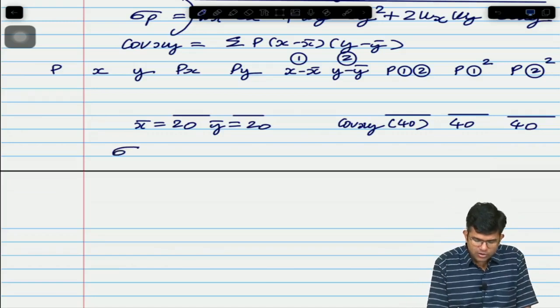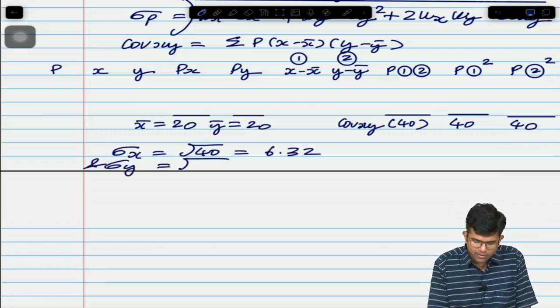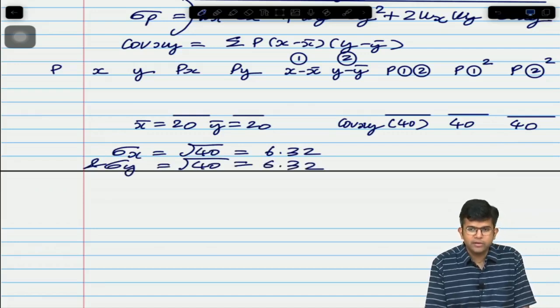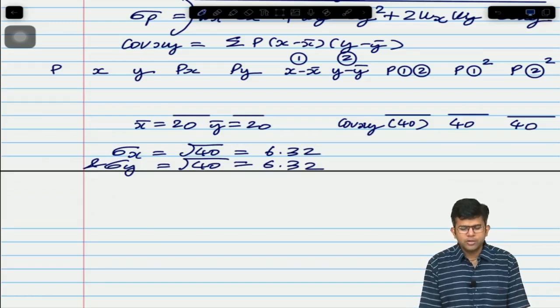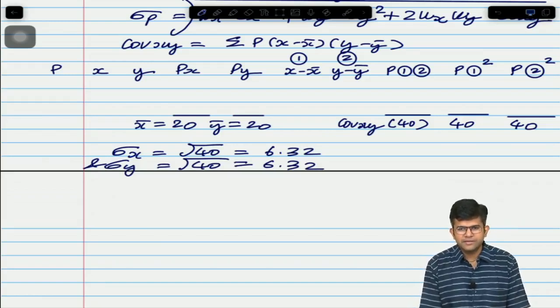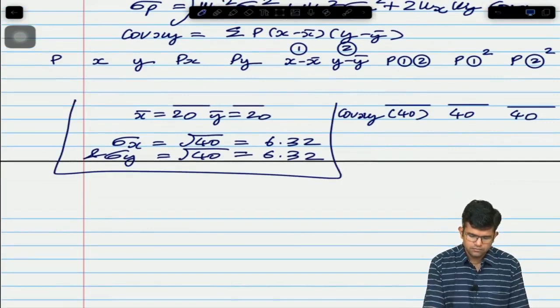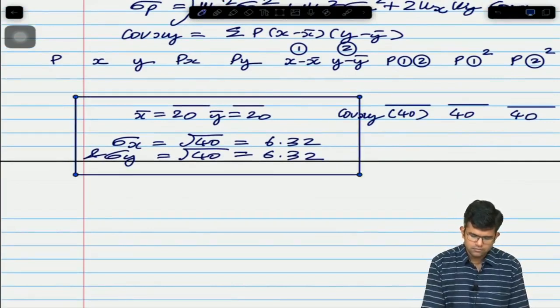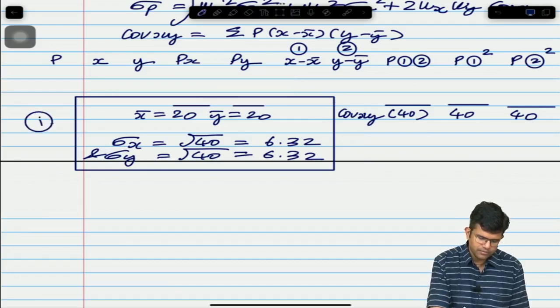So I guess your sigma x will be root of 40, that is 6.32, and sigma y will be root of 40, that is 6.32. You got these numbers? So I guess point 1 is done: Rx, Ry, sigma x, sigma y. This is the answer to point number 1.